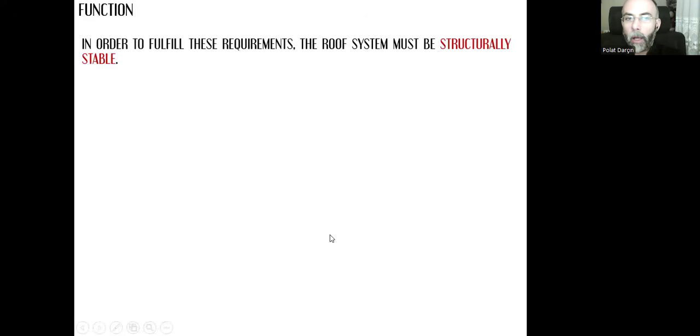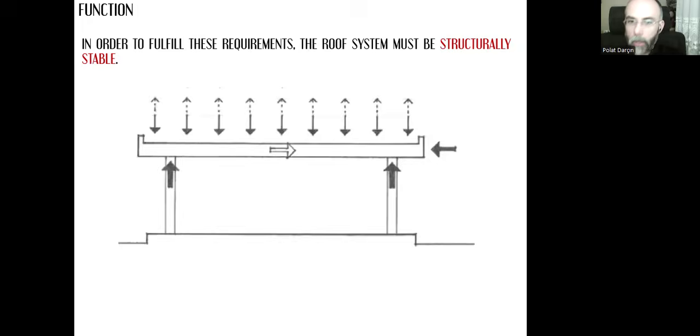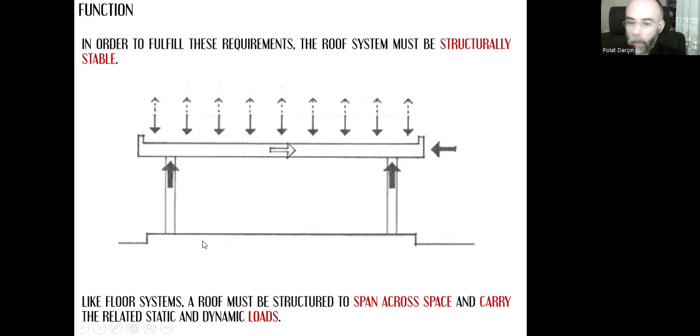In order to fulfill these two main functions, the roof system must be structurally stable because it will be under a lot of loads. Here is an example. It's like a floor system. The roof must be structured to span across the space, just like the floors, and it needs to carry the related static and dynamic loads.